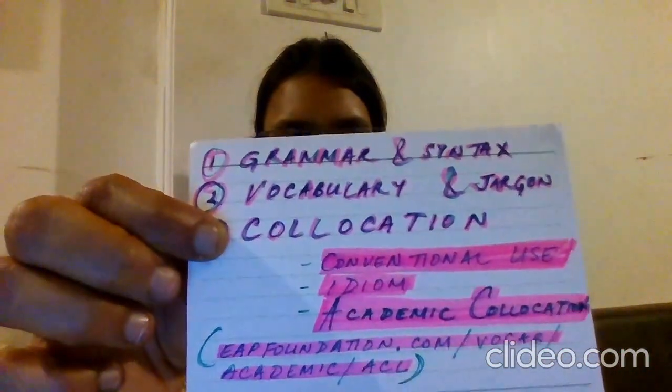While we're on the subject of vocabulary, I also want to mention one resource, and I want to talk about one particular concept, collocation. The resource that I'm going to mention is called the Academic Collocation List. This word, collocation, number 3.